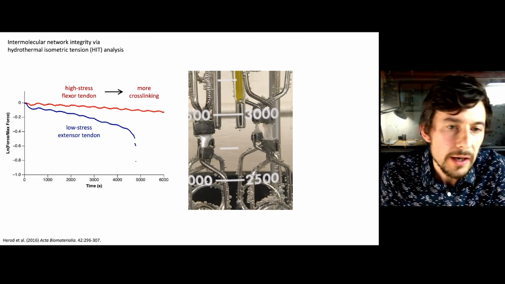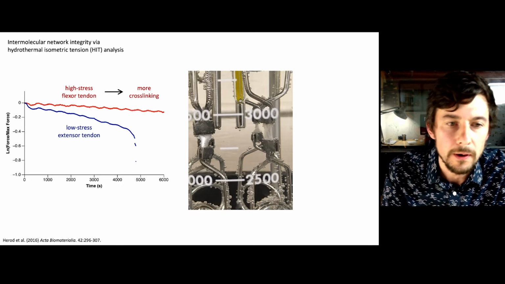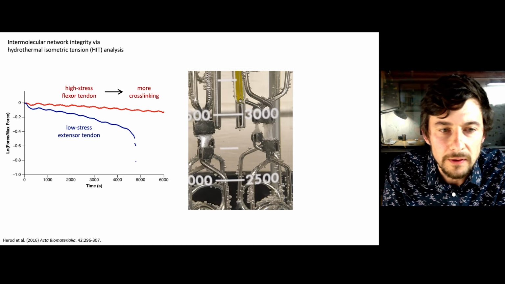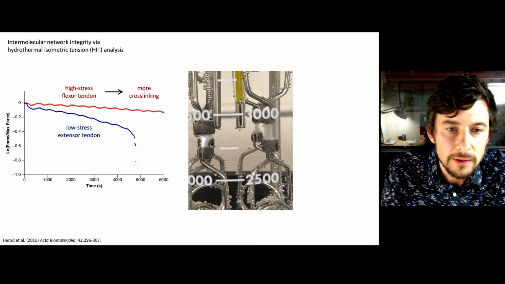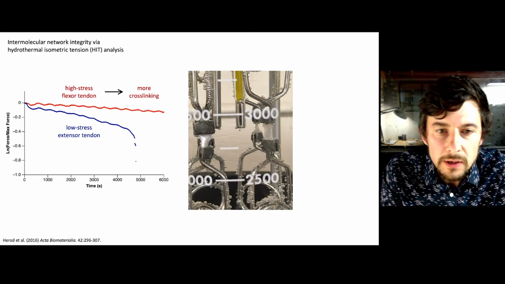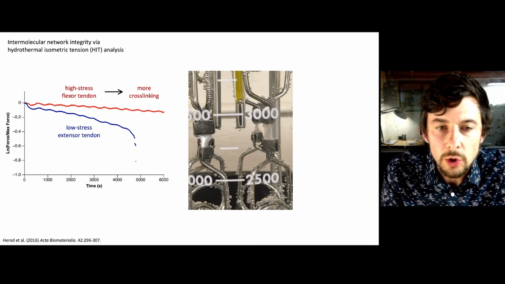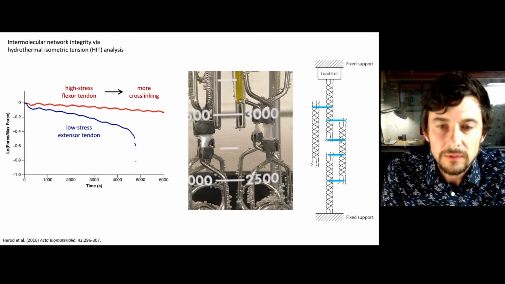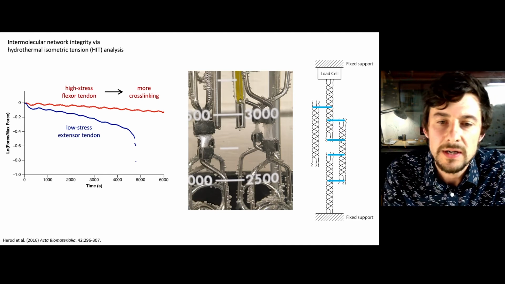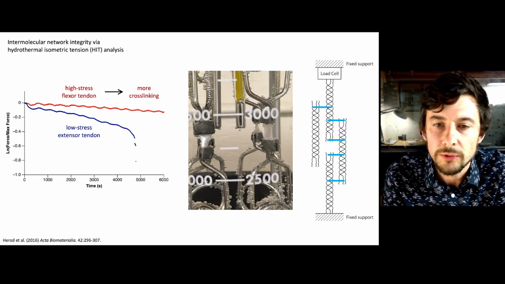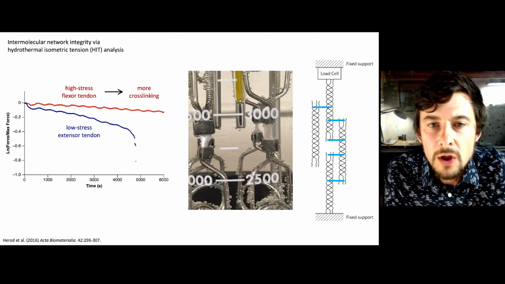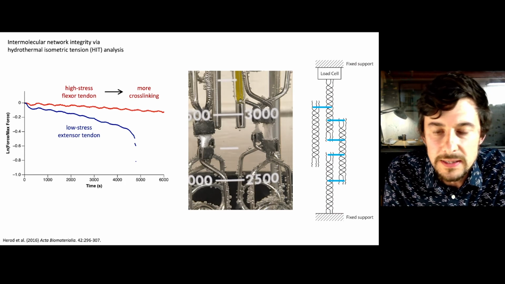So just looking at this photograph here, what we do for HIT analysis is simply take small pieces of tissue and clamp them at fixed length and then heat them in a water bath. Now, if we look schematically at what goes on during this process, here I'm just representing the piece of tissue as a series of triple helical collagen molecules linked together by crosslinks and held at the fixed length there by fixed supports with a load cell in series.